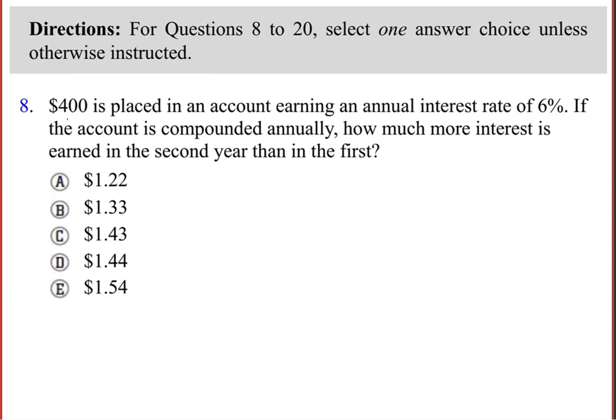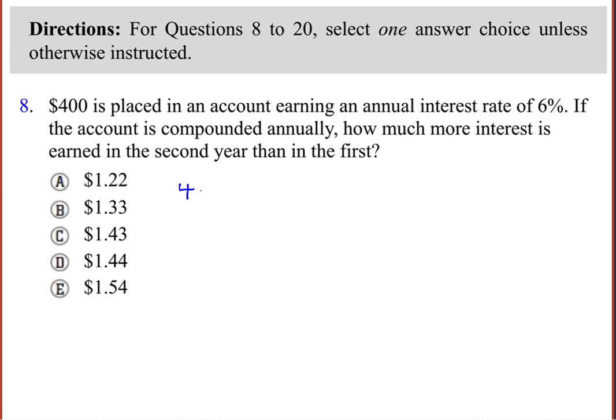Okay. You have $400. You put it in your account, and the annual interest rate is 6%. The question asks how much more interest is earned in the second year than in the first year. The question is asking about the increase in the second year in comparison to the first year. It doesn't ask about your total money after two years. No, it asks about the increase. Most students may think it would be the same amount, but it is not. Let's solve it together and see how it is.